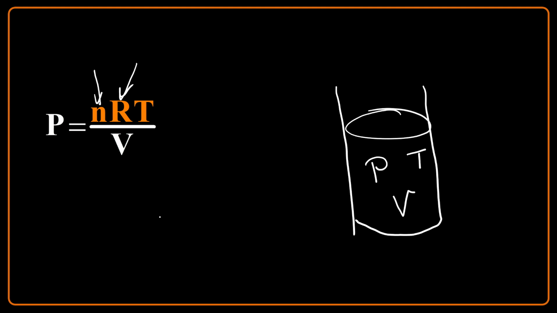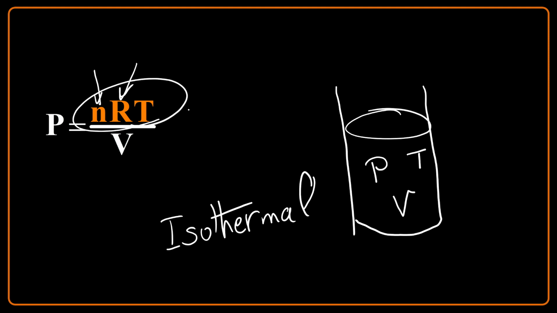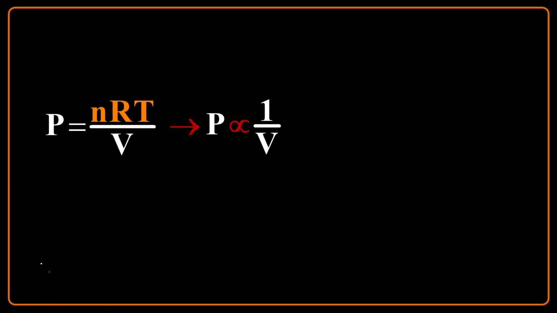If the gas undergoes an isothermal process, during that process temperature is constant. So I can take all the upstairs to be a constant. So practically P is proportional to the inverse of the volume. By this condition, I can have P versus V as an inverse function like this.